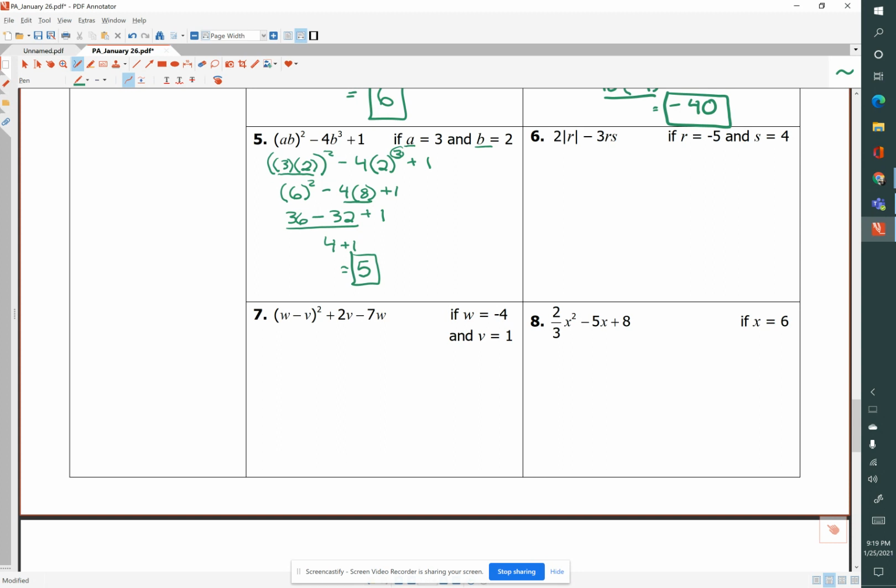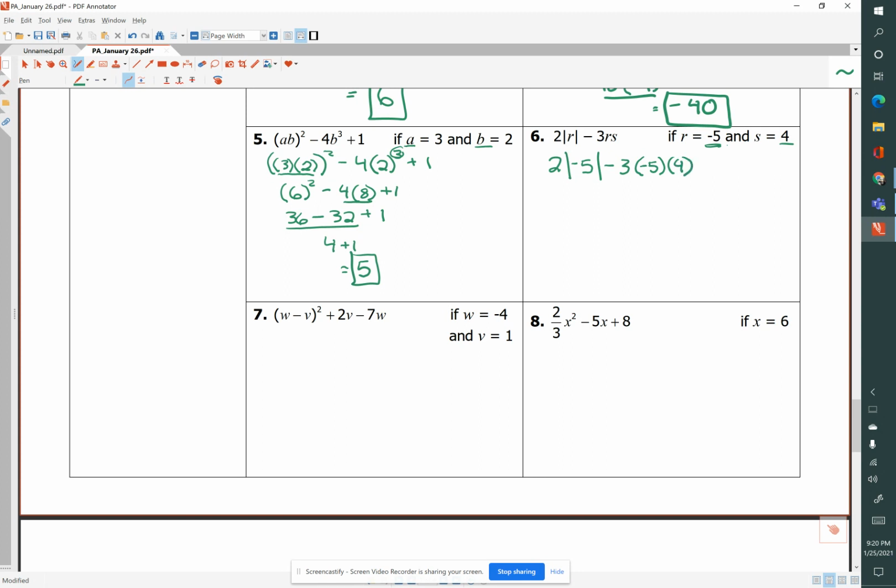Now for number 6, we have absolute value. And we have 2 times the absolute value of r, and r is -5, minus 3 times r, which is -5, times s, which is 4. So let's first substitute. We have 2 times the absolute value of r, which is -5, minus 3 times r, again that's -5, times s, which is 4.